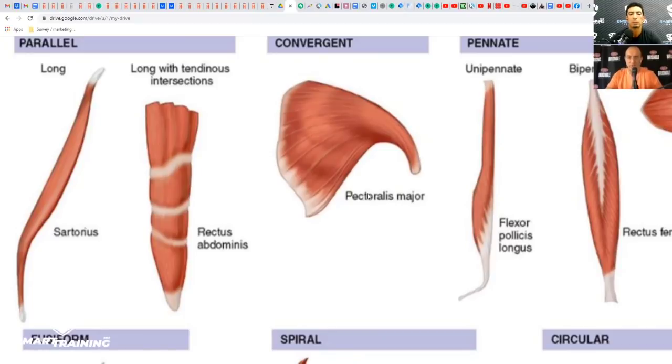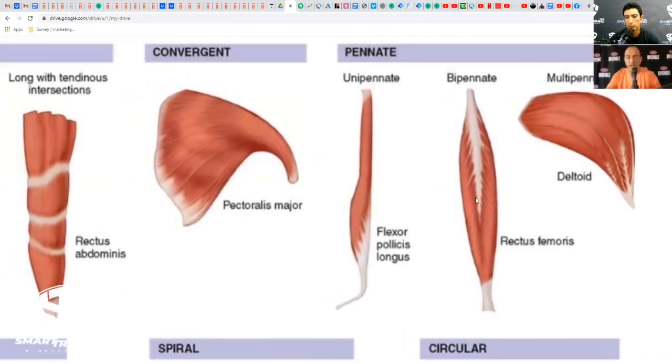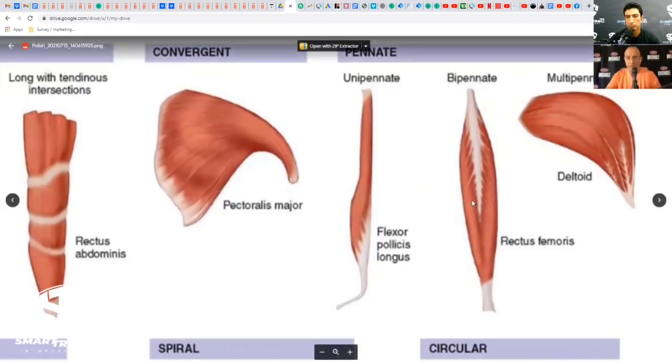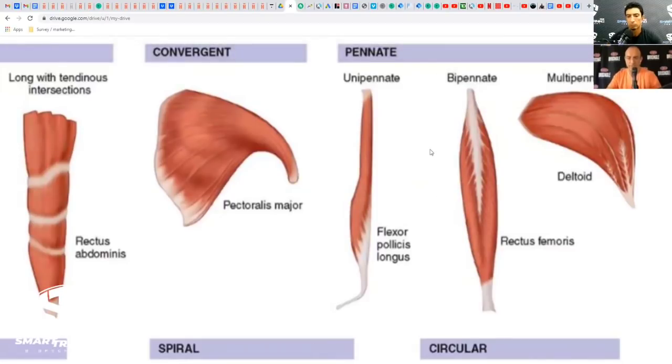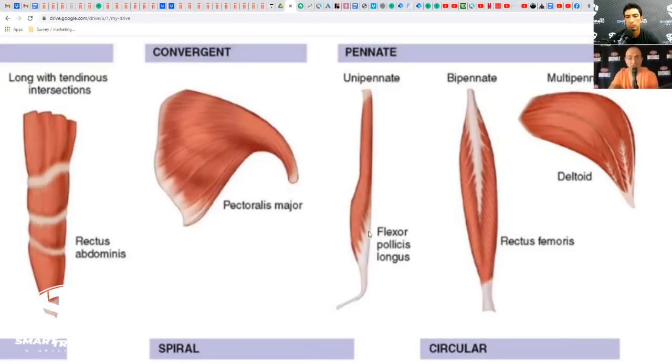And the pennate muscle fibers are fibers that do not run the same direction as the origin and the insertion. They crosshatch. So when you see convergent there on the pectoralis major, those are still parallel fibers. They're called convergent because they take a broad number of fibers and converge into a smaller bundle. But they're still parallel. They're still side by side.